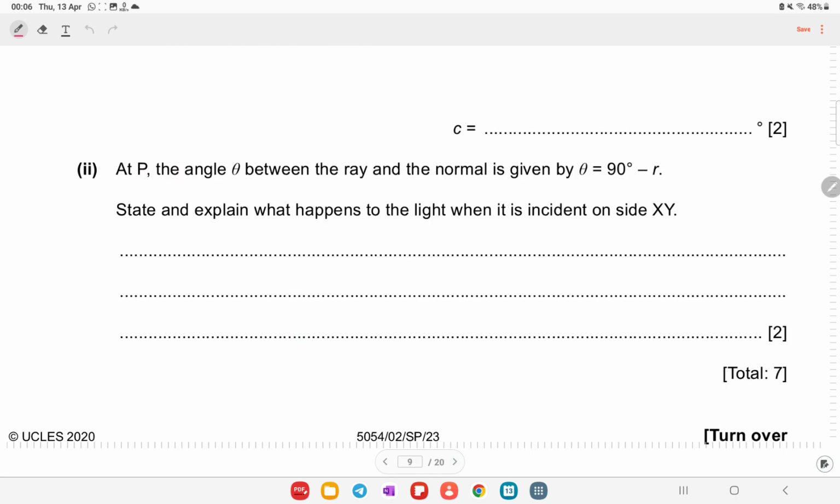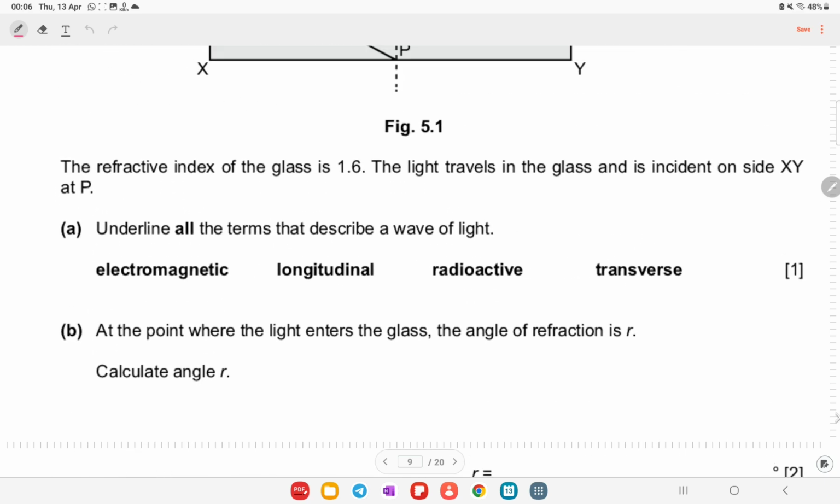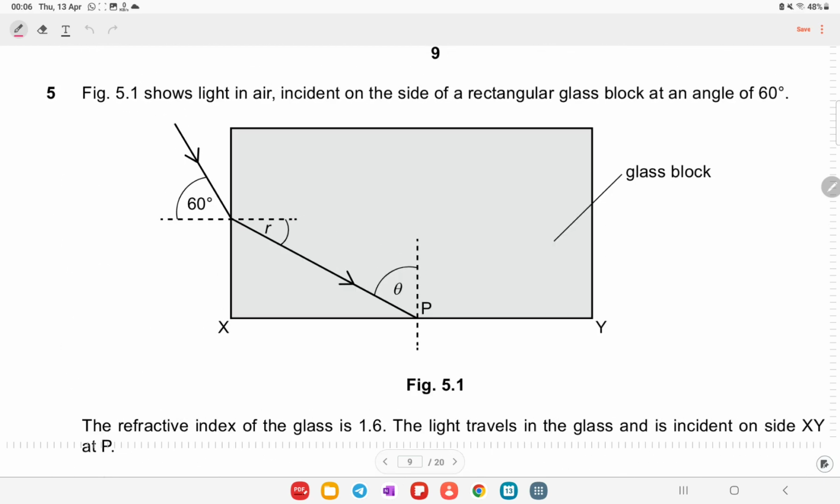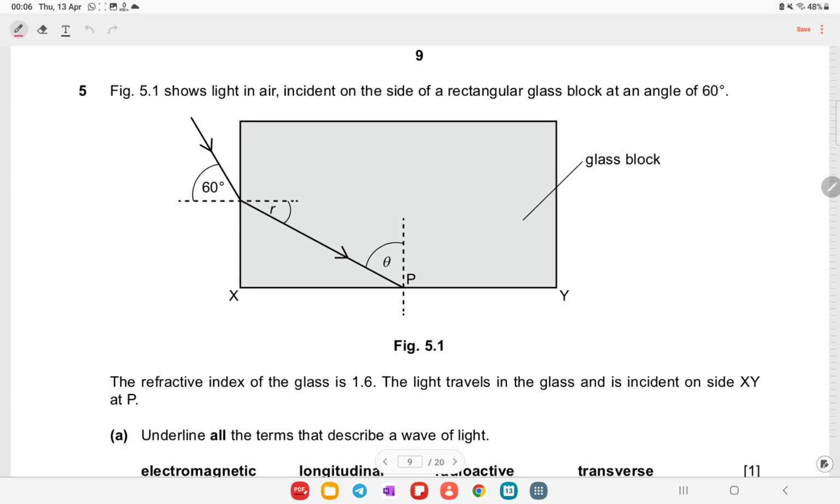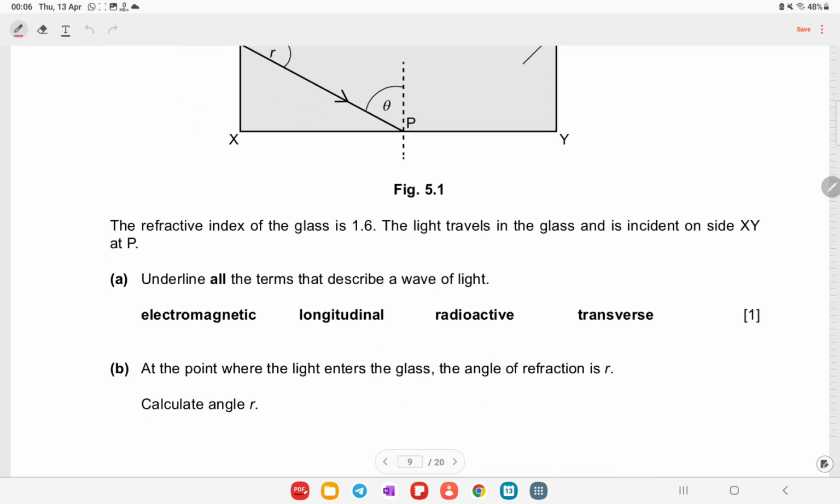Moving ahead, this is another question. Figure 5.1 shows light in air incident on the side of a rectangular glass block at an angle of 60 degrees. The refractive index of glass is given. The light travels in the glass and is incident on XY. Underline all the terms that describe the light wave.